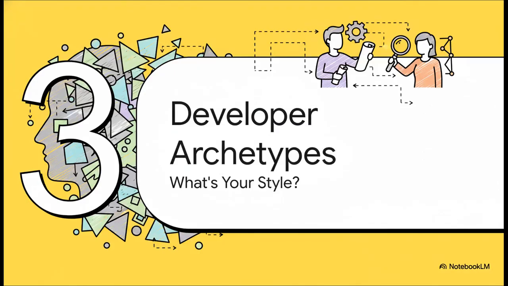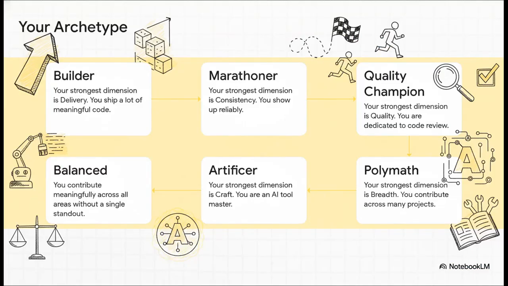Okay, so once all these scores are calculated and tuned and adjusted, the system translates the unique shape of your profile into something really personal, a developer archetype. This isn't about how good you are. It's about what kind of developer you are. So if your highest score is in delivery, you're a builder. You're the one who gets things shipped. If it's consistency, you're a marathoner.